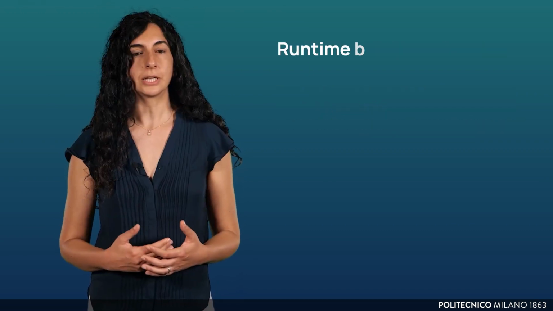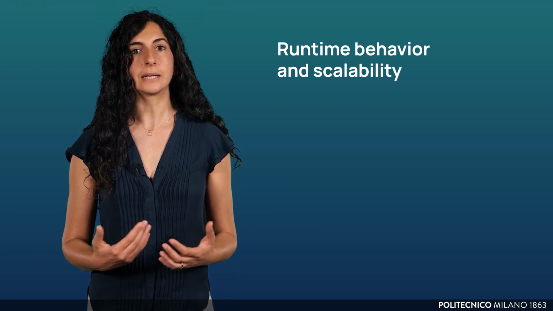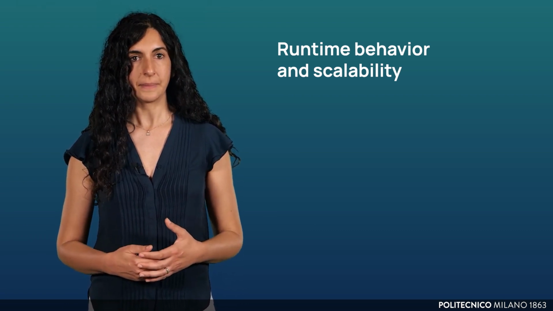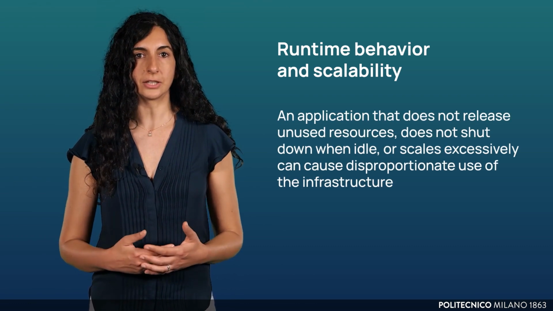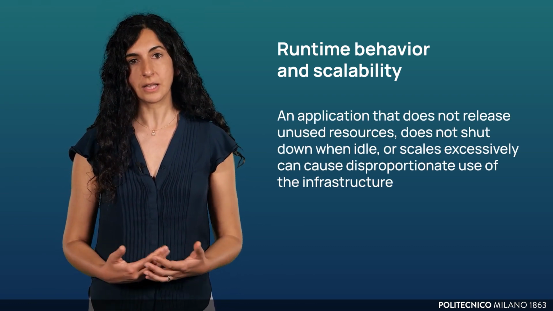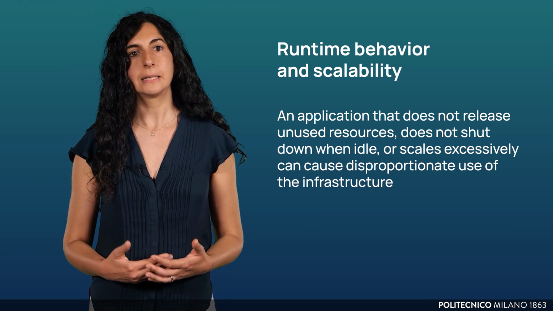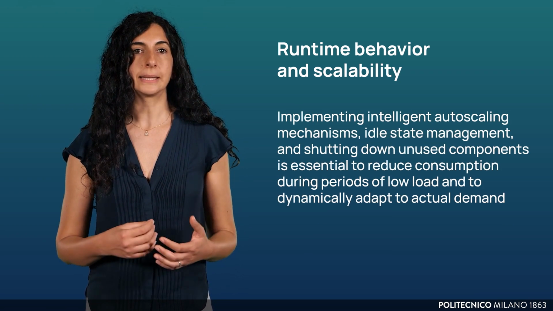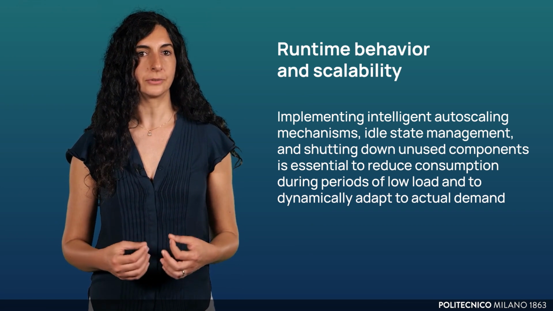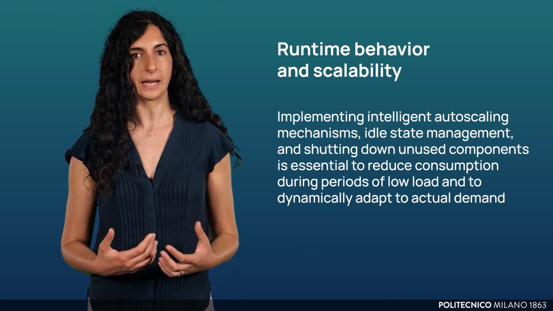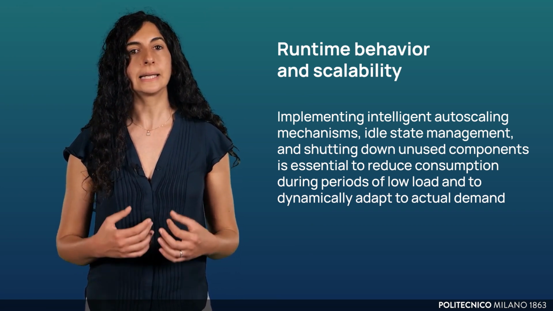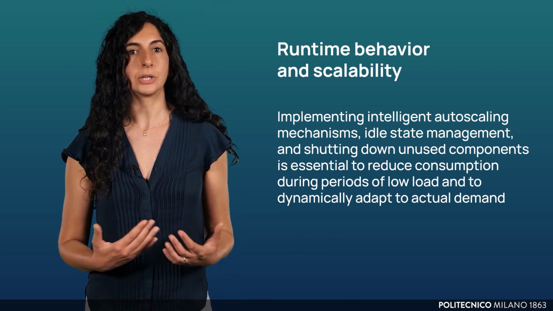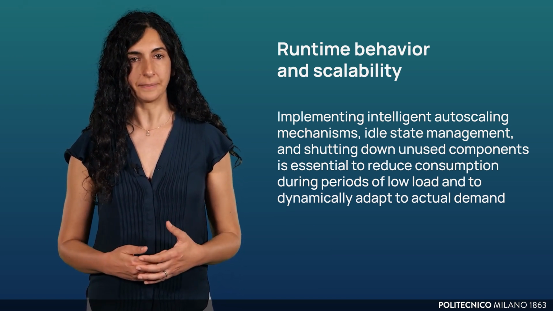The ways in which the application is executed and scaled affect the amount of resources activated and the duration for which they remain active. An application that does not release unused resources, does not shut down when idle, or scales excessively can cause disproportionate use of the infrastructure. Implementing intelligent autoscaling mechanisms, idle state management, and shutting down unused components is essential to reduce consumption during periods of low load and to dynamically adapt to actual demand.